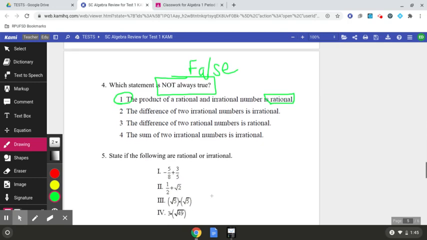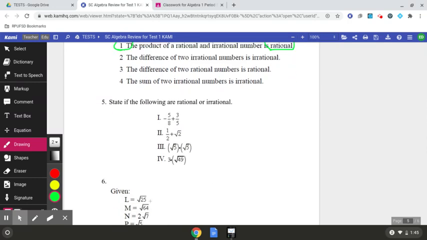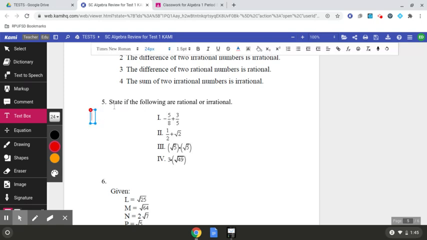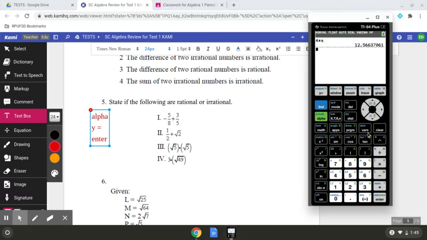Okay, so number 5 says state if the following are rational or irrational. So again, we're using our calculators here. For here, you have a lot of fractions. To do a fraction, again, I'll jot it down here. We do alpha y equals and then enter. And that's how we can enter in a fraction. So I'm going to show you guys here.